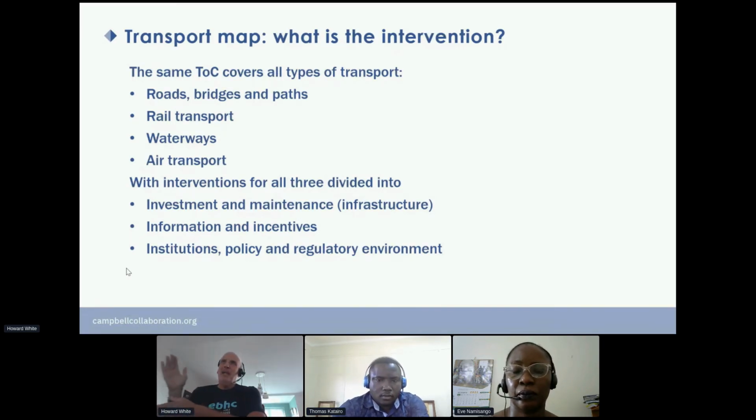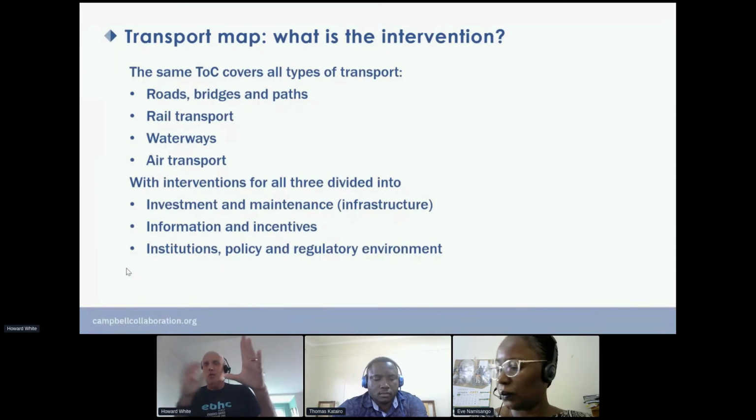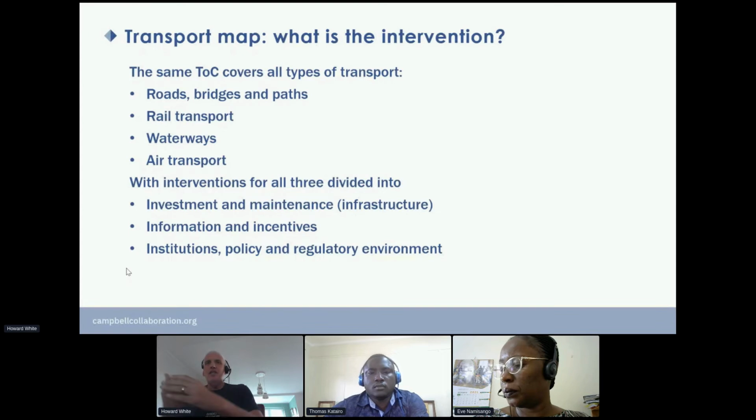So there are 4 main categories of transport: roads, rail, waterways, and air transport. So we're looking at all 4 of those. That was clear to me. We want to cover everything. We know there weren't many studies for air and waterways, and there aren't. But let's try and cover all 4. But what are we looking at in terms of the interventions? And there was an existing literature review which had a categorization which we based ours on.